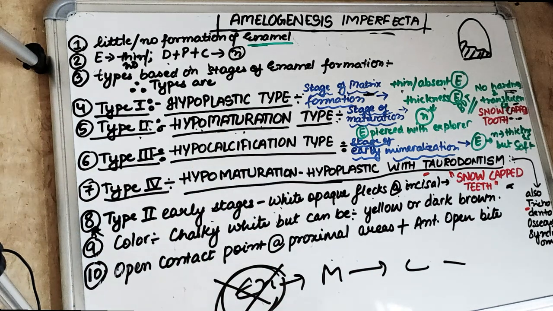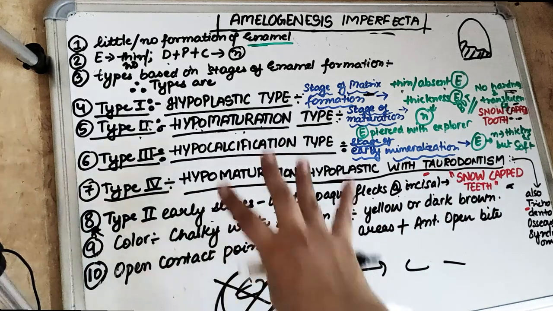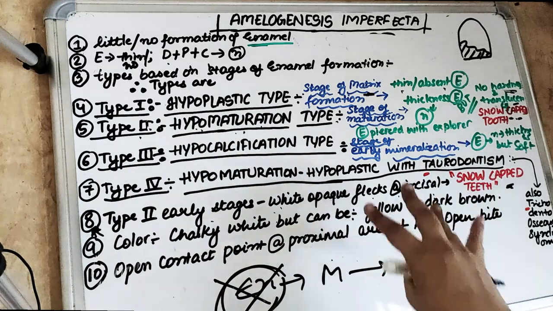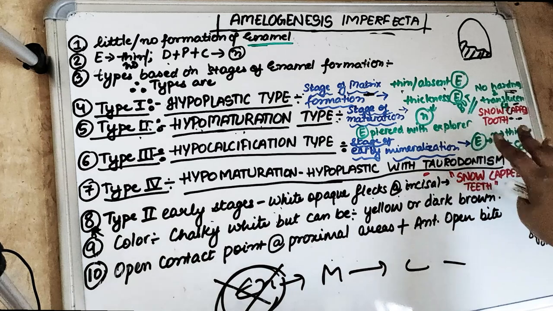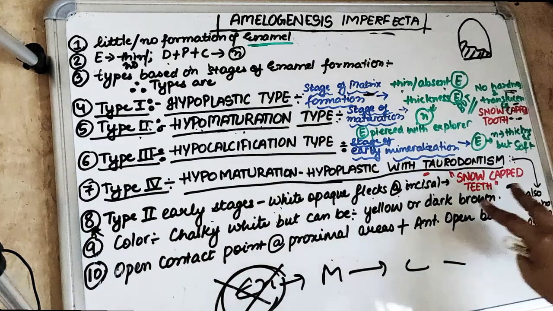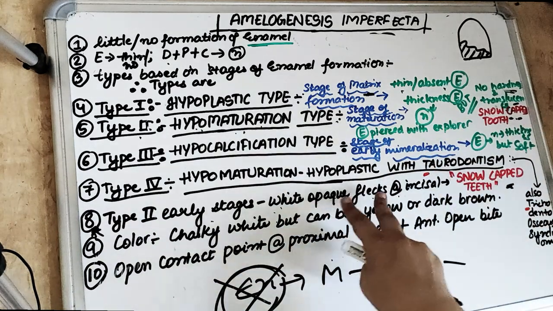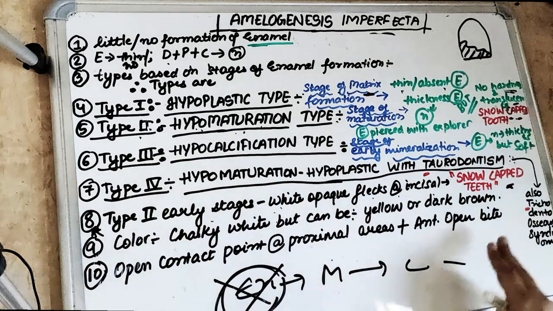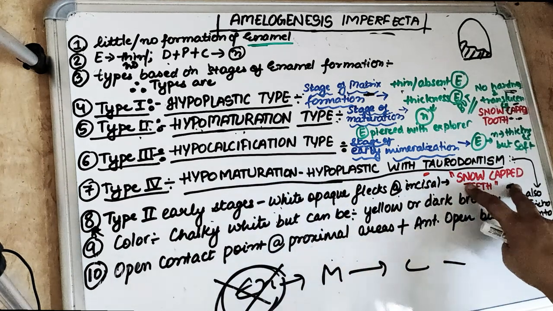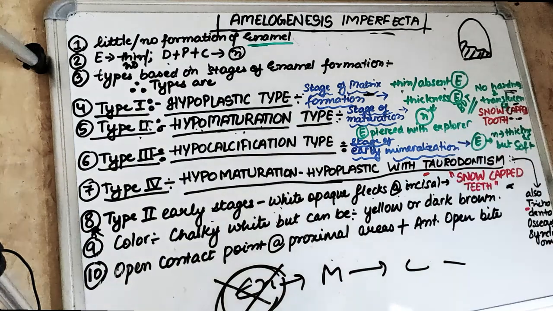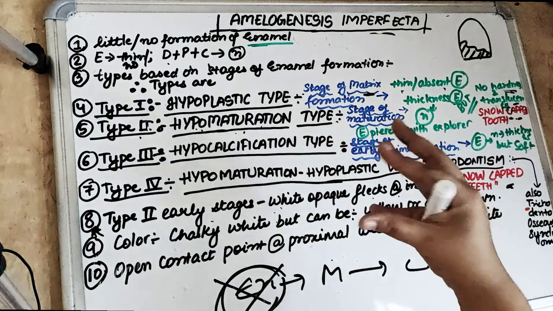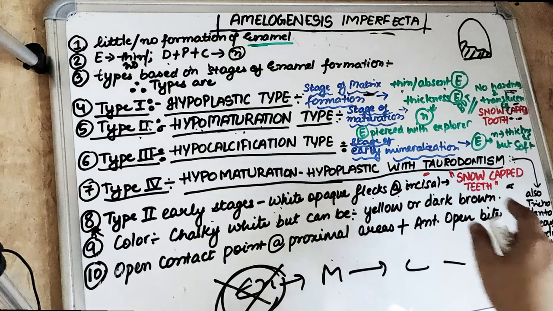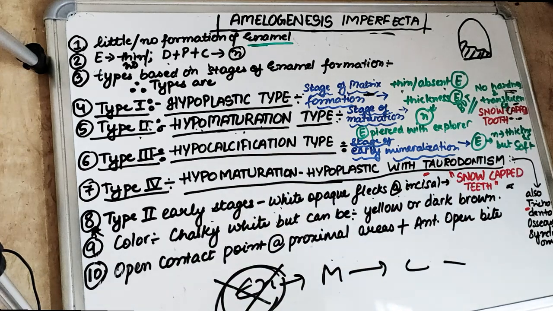So that is the significant, typical feature of amelogenesis imperfecta. In cases of early hypomaturation type of amelogenesis imperfecta, because the hardness and translucency of the enamel is lost, a white opaque fleck appears on the incisal area, which gives the appearance of the tooth like snow is capped onto the tooth because it is so white. I will show you pictures in the end. So this is known as the snow capped teeth appearance.